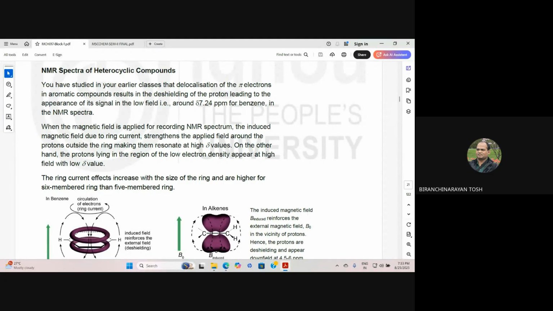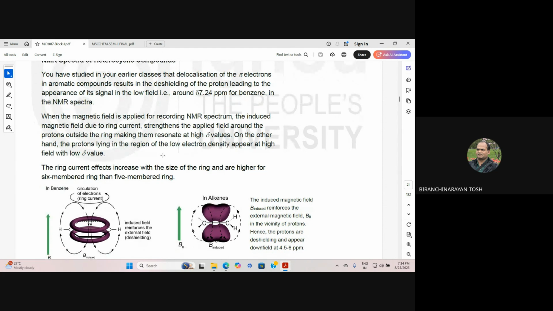When the magnetic field is applied for recording NMR spectrum, the induced magnetic field due to the ring current strengthens the applied field around the proton outside the ring, making them resonate at high delta value.